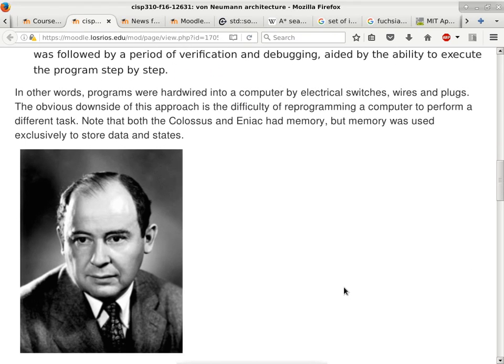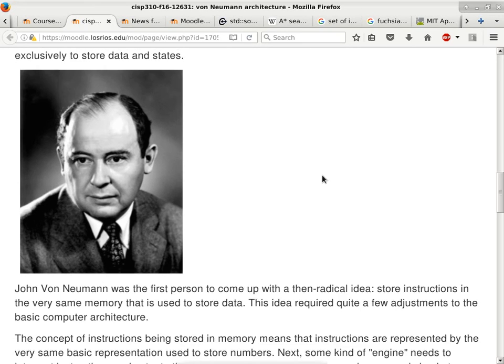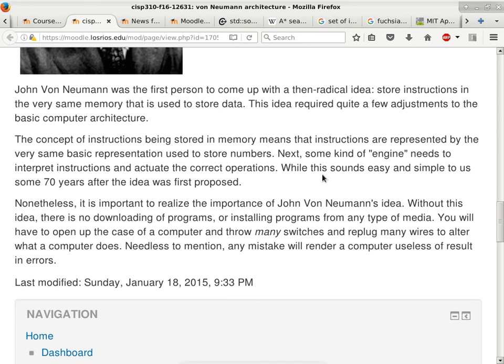So here's the picture of the guy who is responsible, and now, excuse my mispronunciation because it takes me a lot of time to rewire my own brain to say something correctly. So von Neumann was the first person to come up with an idea which was considered radical at the time. Do not use RAM just to store the data. Use it to store the program as well. And he was the first person who came up with that idea.